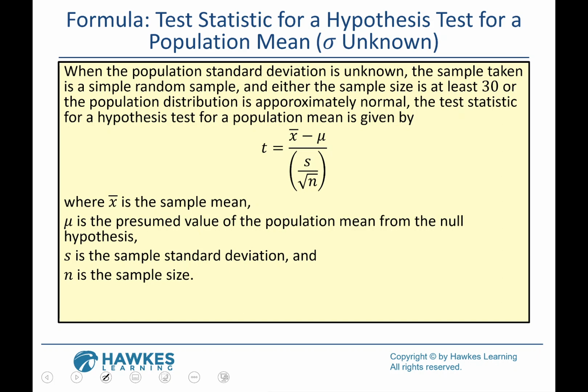We're just switching labels. We still need a sample size of at least 30 to know our distribution is approximately normal. It's just that we're in the situation where we don't know the population standard deviation, so we use t instead.